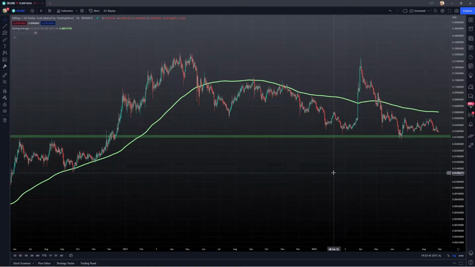Today I'm going to be providing a longer term market analysis for Zilliqa. I'll cover some very important moving averages to watch for, some key horizontal support and resistance areas, and then in general my longer term outlook, say into the next few months.